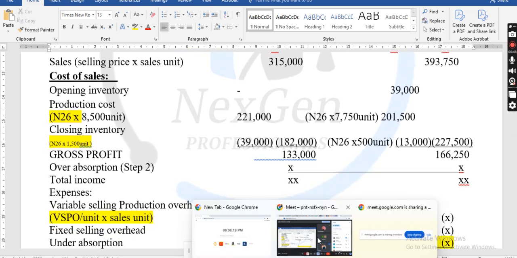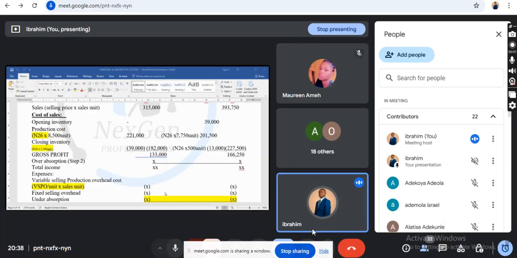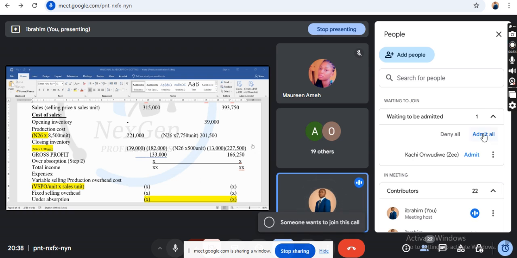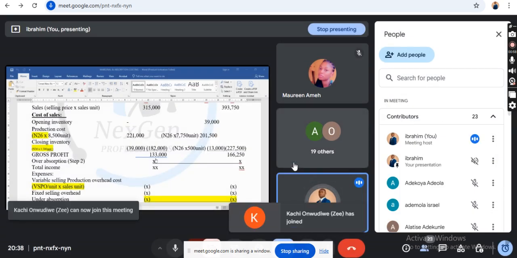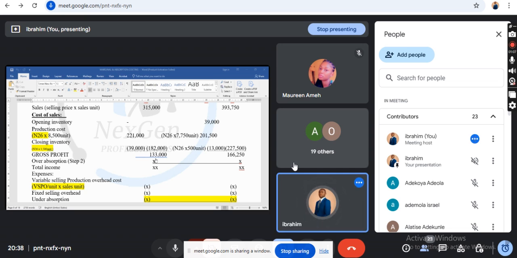Don't forget that in our last class, I explained that over absorption will be added to your gross profit, while under absorption will be added to your expenses, which will be used to reduce your income. Don't forget that absorption costing is just like a profit or loss account. You can see we have the gross profit, the over and under, and the expenses as well.